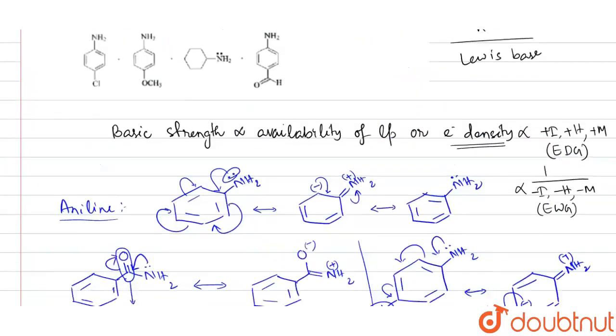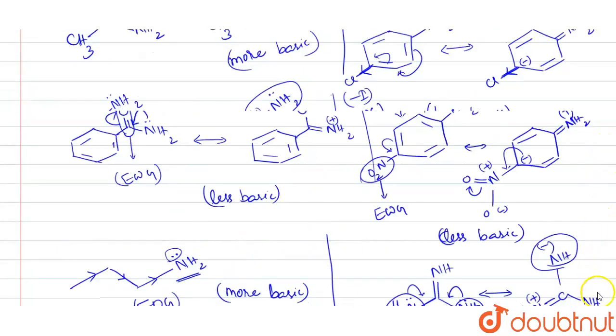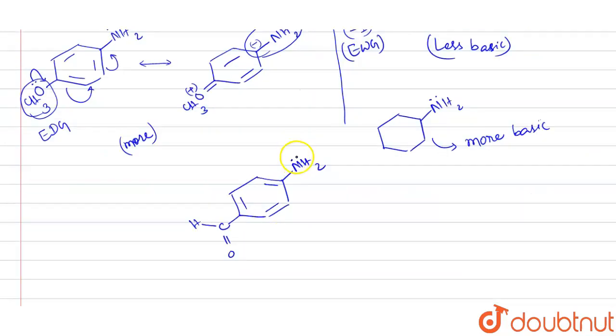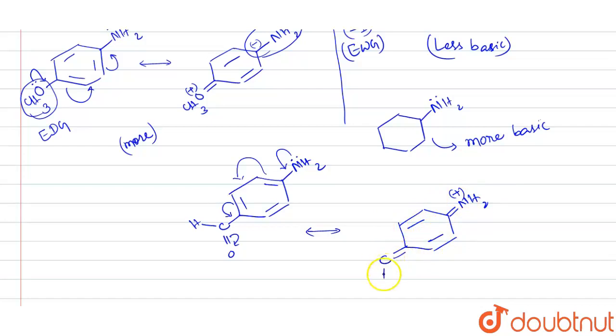And if we look at the last compound, then this is having an aldehyde group attached to it. And if we see in the resonating structures, this can share its electron density with this aldehyde group, so that we'll get another structure like this. So here we see this NH2 is having a positive charge. These are the pi bonds located over here, and here we see this oxygen having the negative charge. And this CHO group is a strongly electron withdrawing group. Thus, this decreases the electron density on nitrogen, and hence this is less basic.